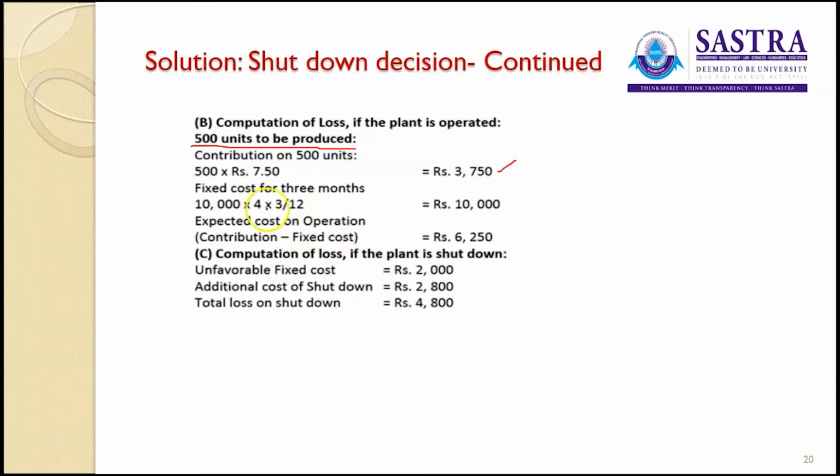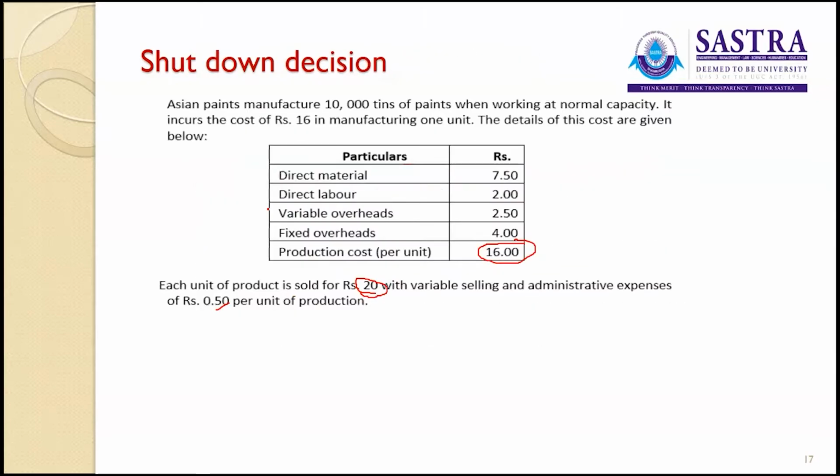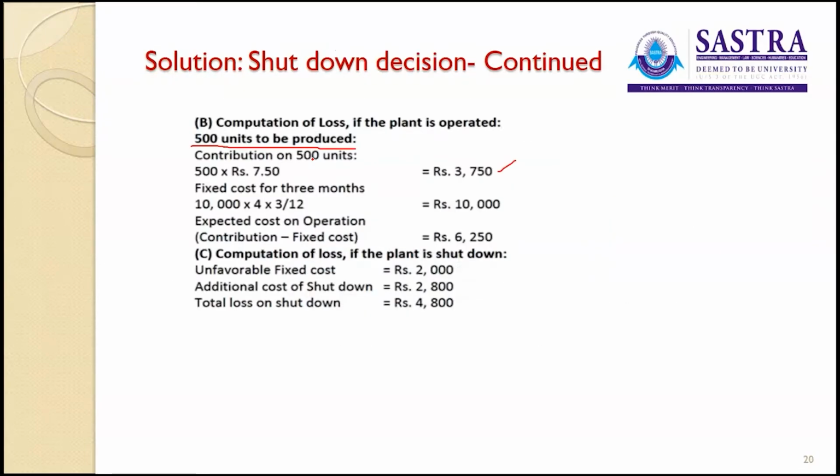Then the fixed cost, they have given as 4 rupees into 10,000 units. So it is 40,000. See here, 4 rupees into 10,000 units. This is your units, this is your rupees. This is for 12 months. It is 40,000. Therefore, for 3 months, it is 10,000 rupees. That is your fixed cost.